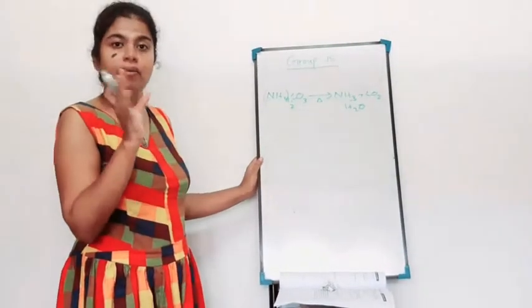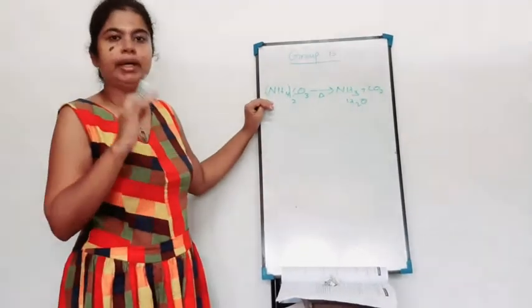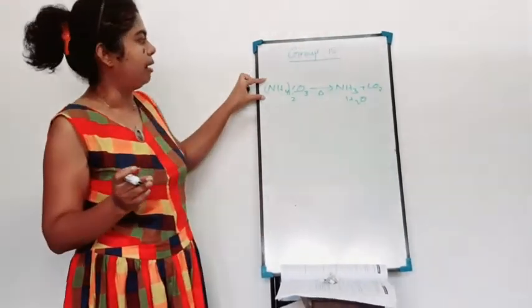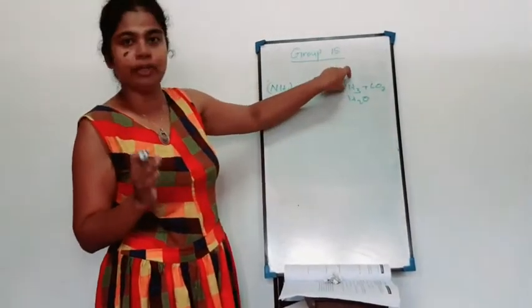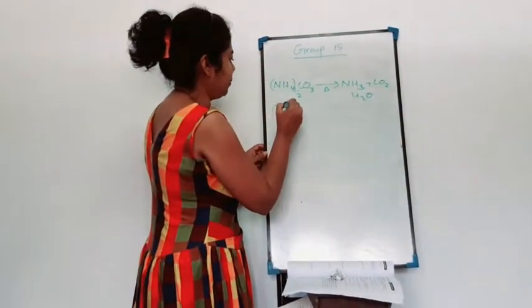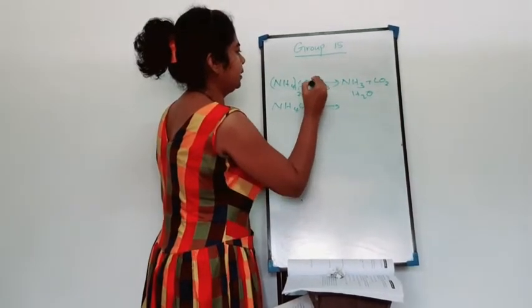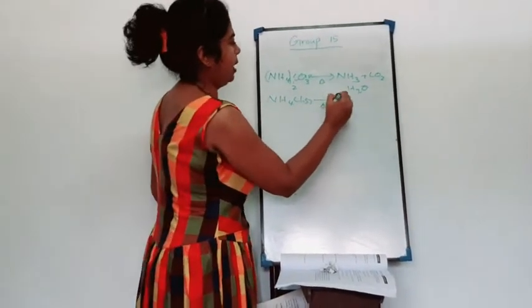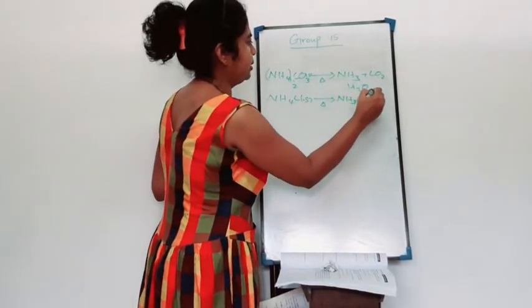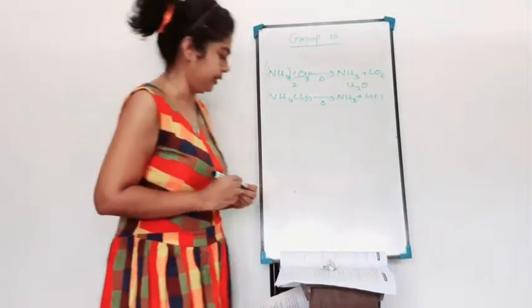You should write a balanced equation for all. I am only telling what the products are. Ammonium carbonate thermal decomposition gives out ammonia, carbon dioxide and water. If we take ammonium chloride, all are solids. Thermal decomposition gives ammonia gas and HCl gas.